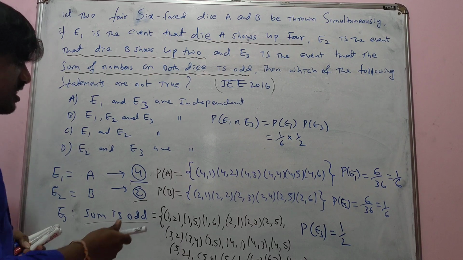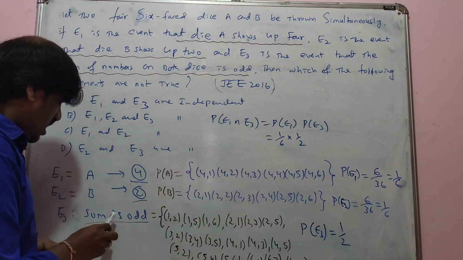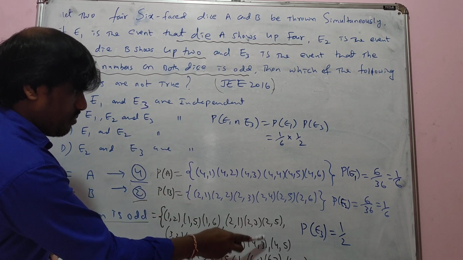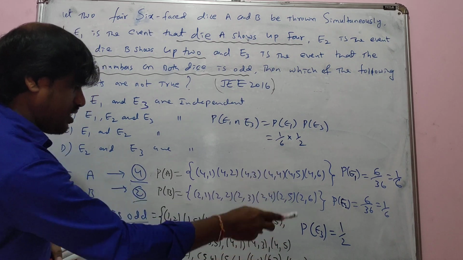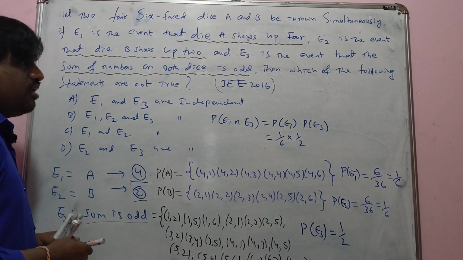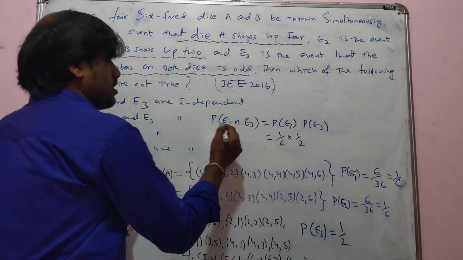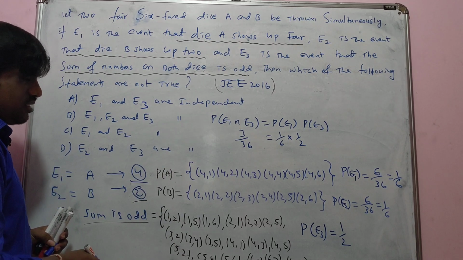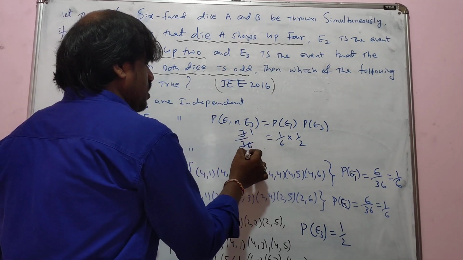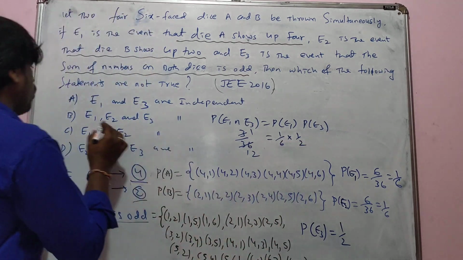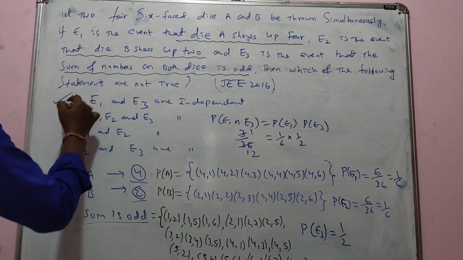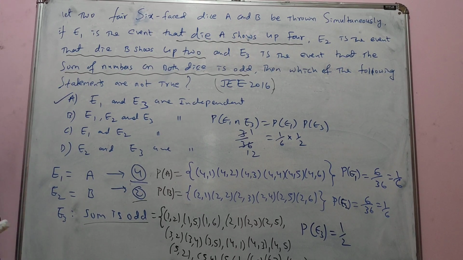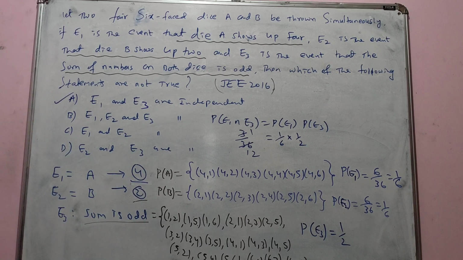What is the E1 event here? It is 4 comma 1, this one, and event 3 is this one. In the common part, 4 comma 1 is there, 4 comma 3 is there, 4 comma 5 is there. Anything other than that? No. So the probability will be 3 by 36, which is 1 by 12. So the first answer is correct. E1 and E3 are independent events.